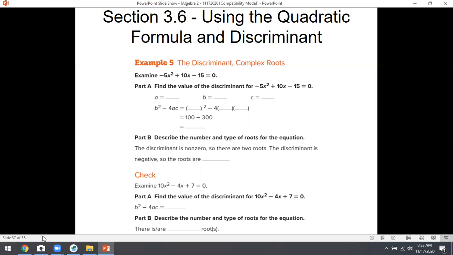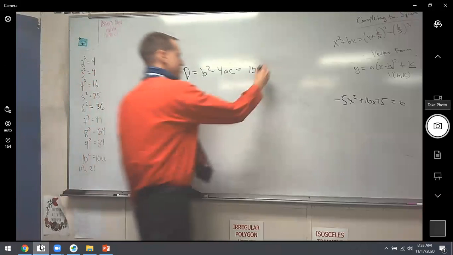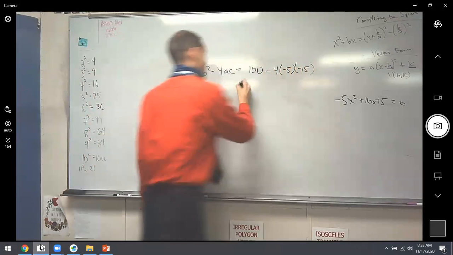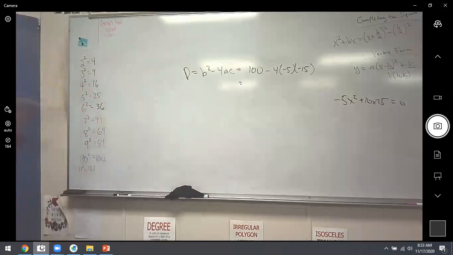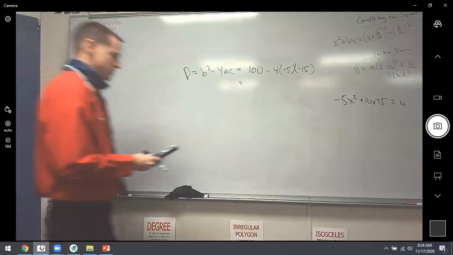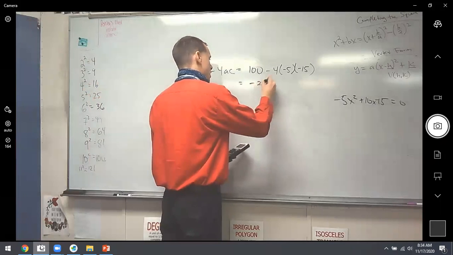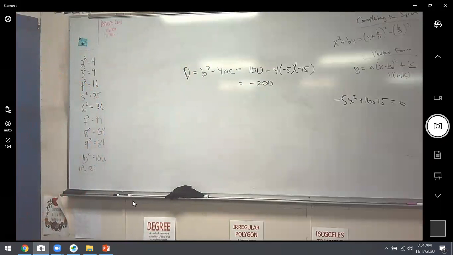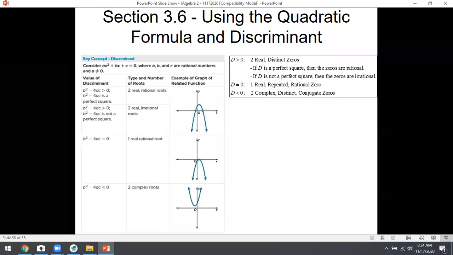So there's my b squared. And then minus 4ac. So minus 4 times, the same thing we've been doing, minus 4 times a, which is negative 5, times c, which is negative 15. And you're going to get out a specific number here. There's going to be some random number. 100 minus 4 times negative 5 times negative 15 is negative 200. So if you do this analysis, go back to your little cheat sheet right now, and all they want you to do about this is tell me what this means. What kind of answers would I expect from the quadratic formula if I got this? Well, here's your discriminant. It's negative 200.